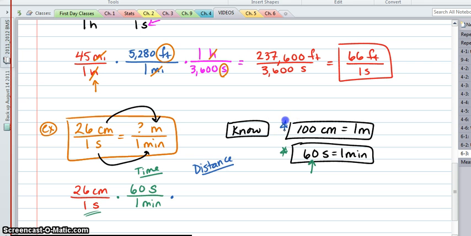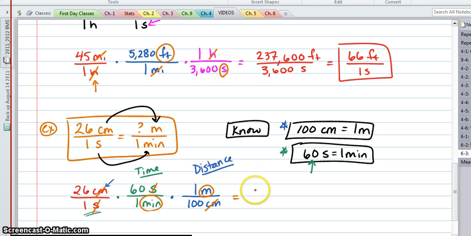And let's do distance. I have 100 centimeters per meter. So let's see. Here I have centimeters in the numerator, so I want centimeters in the denominator. So 100 centimeters goes in the denominator, and that's per 1 meter. Okay, let me just make sure that everything cancels out correctly. I'm left with meters per minute, and that's what I want.